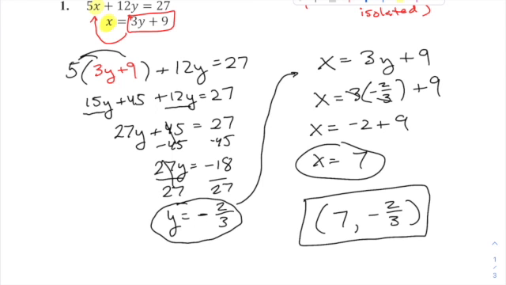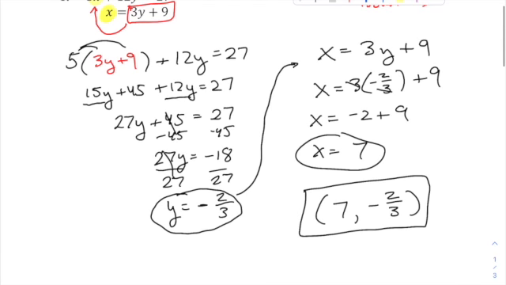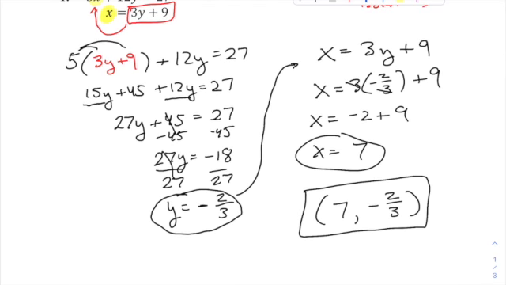And you still could graph these if you wanted. Put them both in slope-intercept form, draw their graphs, and you should see they intersect right around 7, negative 2/3. It might be hard to tell the y-coordinate is exactly negative 2/3, but you should be able to tell it's between 0 and negative 1. And so feel free to still use those old methods.